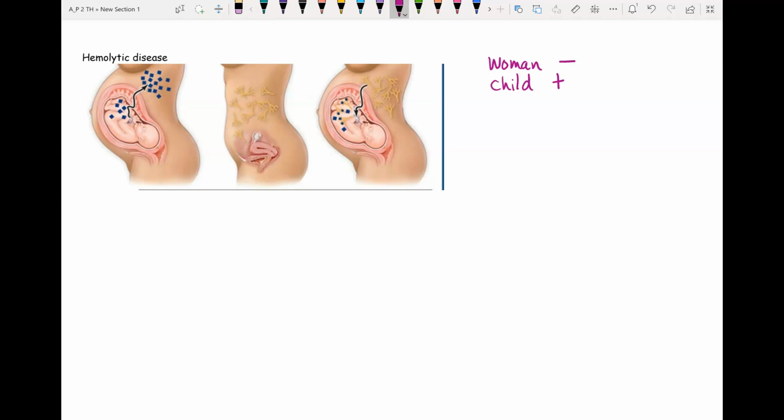And the child can inherit positive from the father. So if you have a woman with negative blood type and she marries a man with positive blood type, she'll have to get the RhoGAM shot in order to protect her children from hemolytic disease. So what happens here? We're dealing with positive and negative, so we're dealing with the D antigen and antibody.